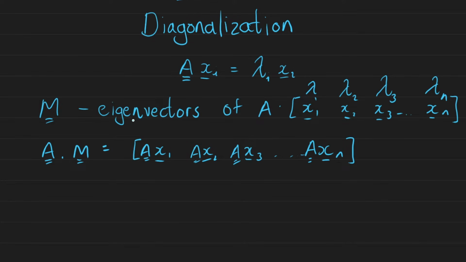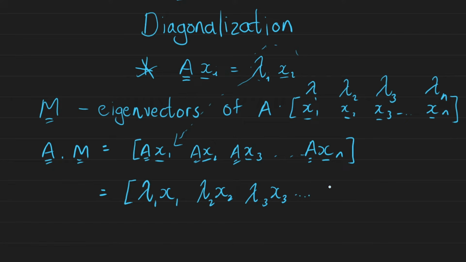Now if we compare this to the equation that we had just written, we can see that A xi is equal to lambda i xi, so we just replace that. This becomes lambda 1 x1. We have taken this and substituted it in here, and we do the same with the other terms. So we have lambda 2 x2, lambda 3 x3, and lambda n xn.